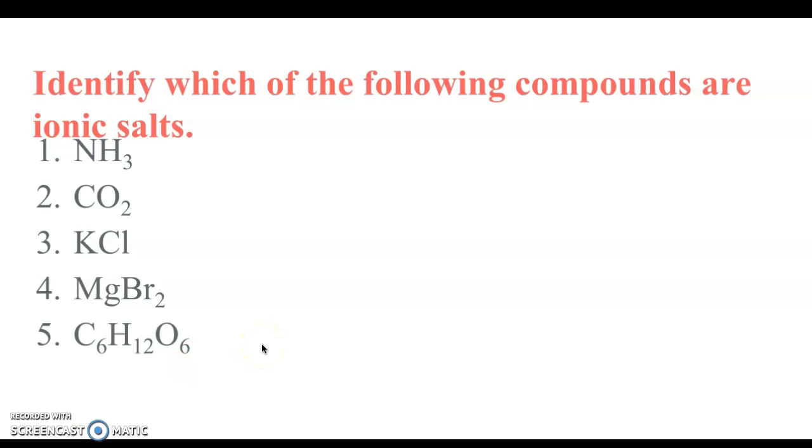What I'd like you to try first is identify which of the following are actually ionic salts. So which of the following compounds are actually ionic? 3 and 4 are ionic. This is a nonmetal bonded to a nonmetal, so that's actually a covalent compound. Nonmetal, nonmetal, not ionic. Metal, nonmetal, we have an ionic salt. Metal, nonmetal, ionic salt. All nonmetals, not ionic.